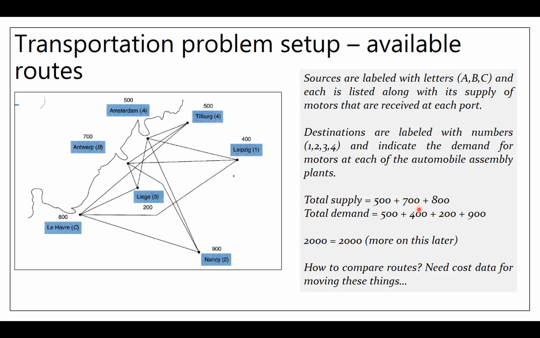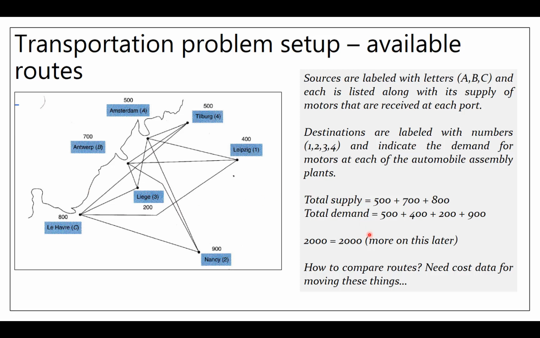The setup, so we already have the quantities, and here are the 3 ports, A, B, and C: Amsterdam, Antwerp, and Le Havre. And then the 4 assembly plants spread out through here, and you see the connectors, and it's on a map, so it's giving us an idea of the distance traveled from each of these. And if you look, it has all of the quantity demands over here, and all of the supply maximums over here.